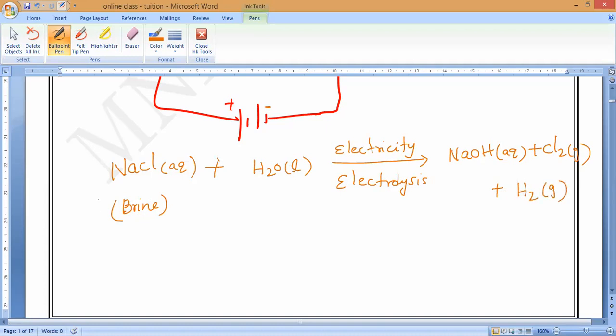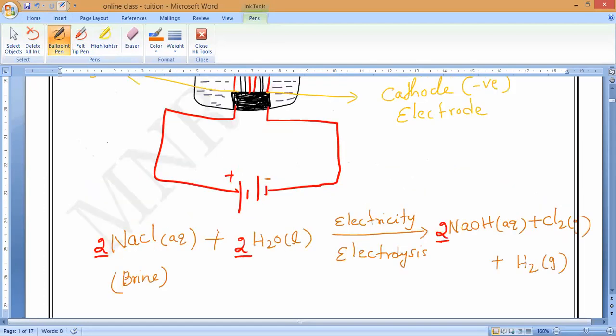hydrogen gas. Now balancing the equation is most important. So how to balance? 2NaCl plus 2H2O gives 2NaOH plus Cl2 plus H2. Is it yes, guys? That is the chemical equation. All of you remember this chemical equation now?